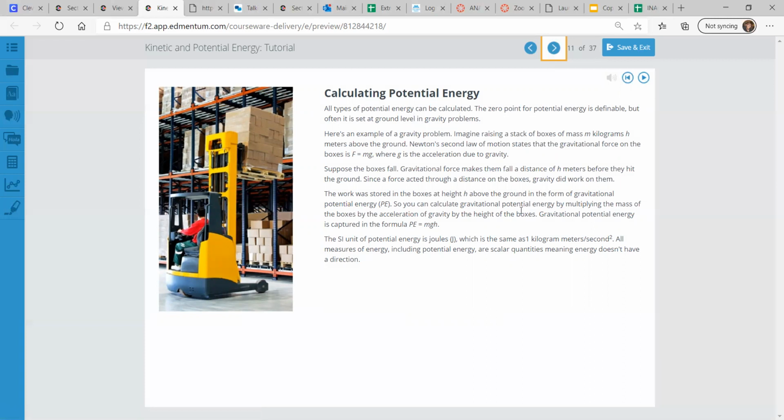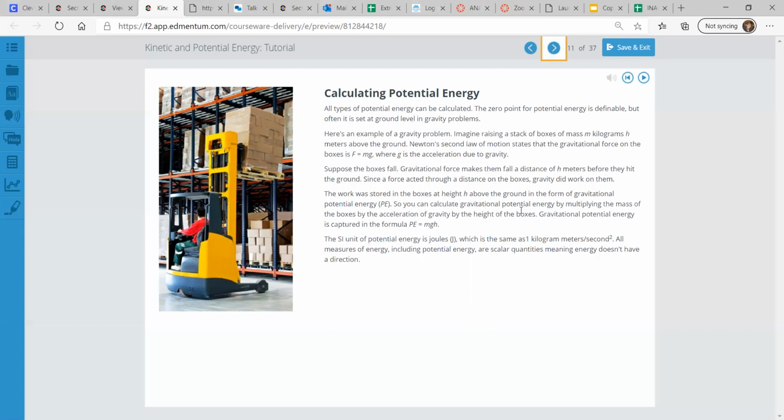Now that we know what potential energy is, how do you calculate it in these problems? All types of potential energy can be calculated. The zero point of potential energy is definable, but often it is set at ground level in gravity problems. So here is an example of a gravity problem. Imagine you're raising a stack of boxes, and the stack of boxes has a mass of m kilograms and then an h, a height in meters above the ground.